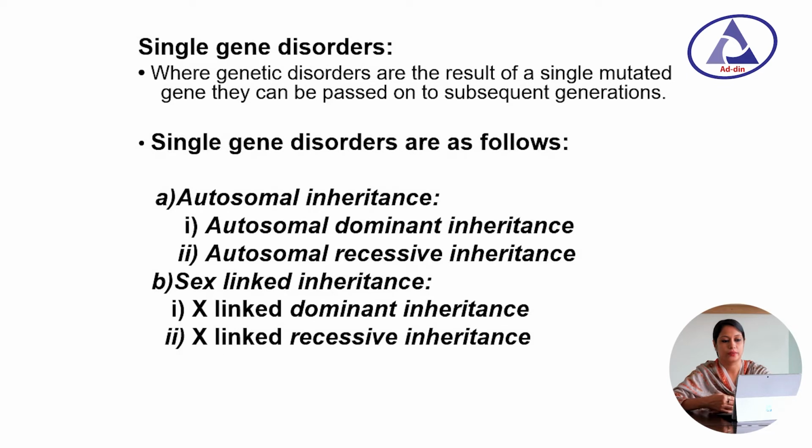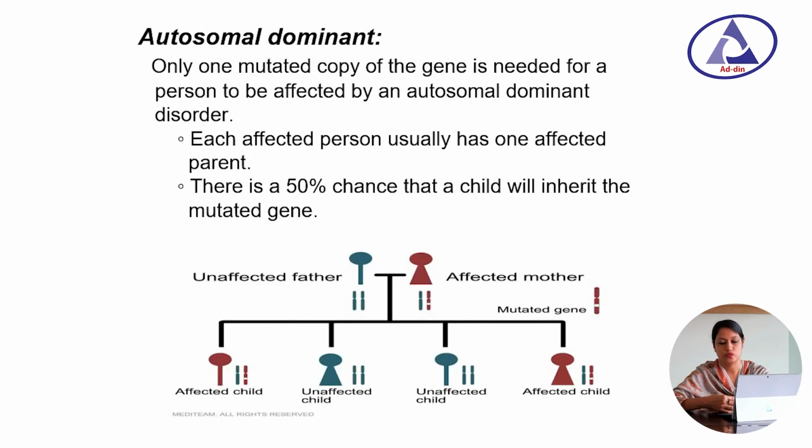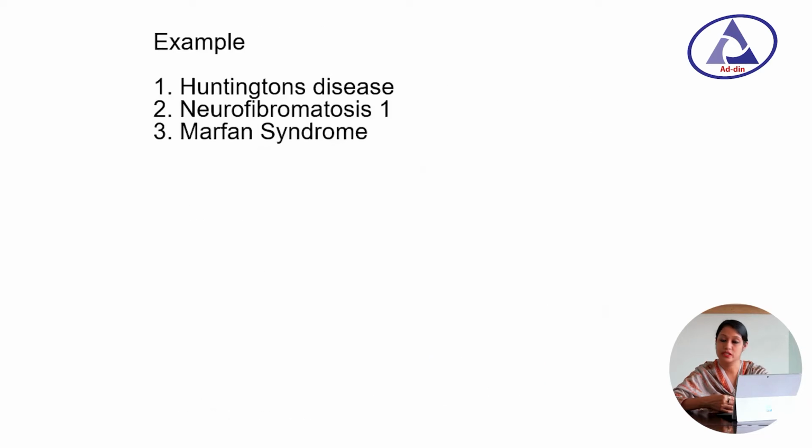Now, single gene disorders are where genetic disorders result from a single mutated gene, and they can be passed on to subsequent generations. Single gene disorders are as follows: autosomal dominant disorder. Only one mutated copy of the gene is needed for a person to be affected by an autosomal dominant disorder. Each affected person usually has one affected parent. There is a 50% chance that a child will inherit the mutated gene. Examples are Huntington disease, neurofibromatosis and Marfan syndrome.